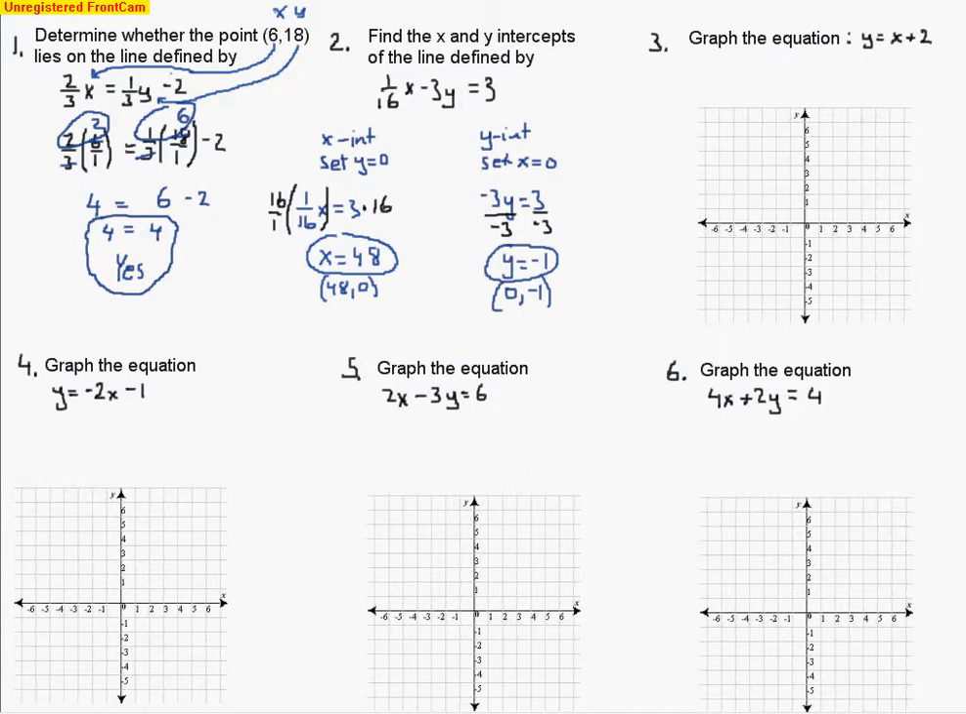The next 4 problems are going to ask you to graph. Let's take a look at this first one here. It says y equals x plus 2. We're going to start with that y-intercept, so we go up 2 spaces on the y-axis. Then we're going to use the slope. Remember, the slope is the number that changes the inputs each time.